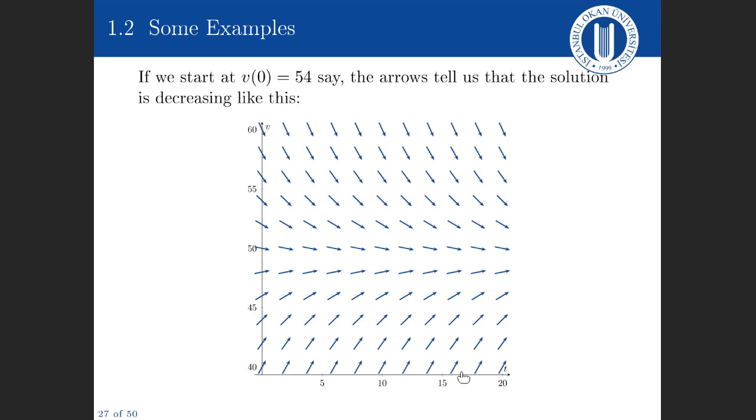Let's suppose we start at, let's say, 54. So I'm going to start just here. The arrow is pointing downwards, so the solution should go down with this slope. The next arrow we get to is also pointing down, but not quite as steep. So we expect we have to go down this way. And we keep going. The arrows are pointing downwards, but the slope is tending to 0. So I'm expecting a solution to look like this. Let's replace this with one generated by the computer.